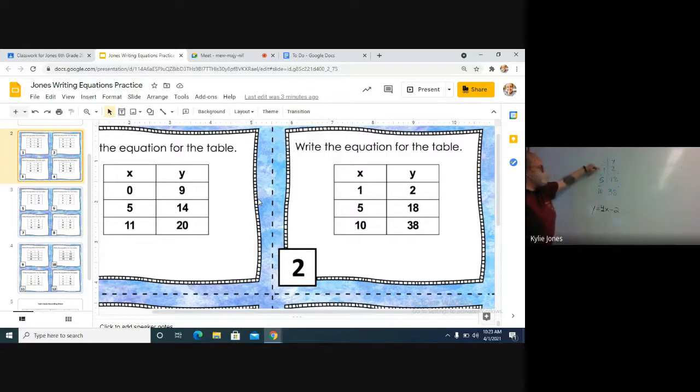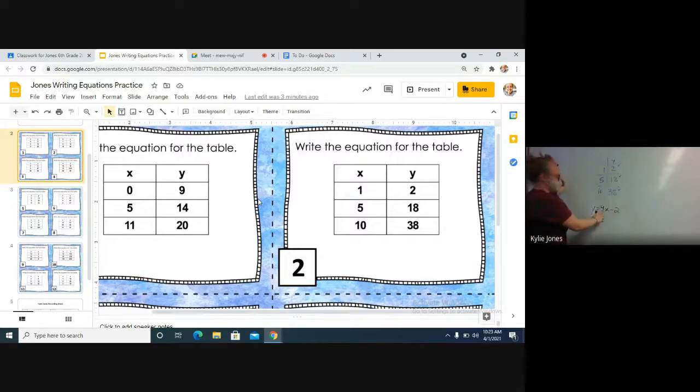So let's try it. What's 1 times 4? 4. 4 minus 2? 2. So it checks out for this one. Okay, what about this one? What's 5 times 4? 20 minus 2? 18. It works for that one. What about this last one? 4 times 10? 40 minus 2? 38. It works for all of them.